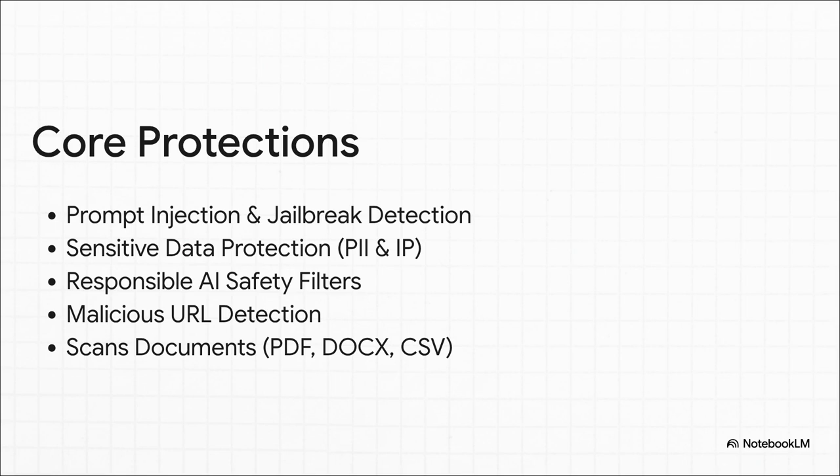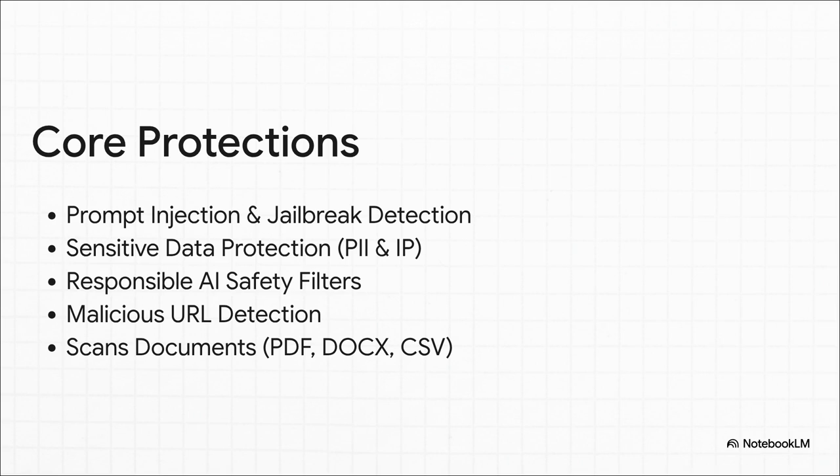So what's on its checklist during these inspections? We're talking a whole suite of protections built for AI. It's on the lookout for those sneaky prompt injection attacks. It's actively scanning for sensitive data. Think credit card numbers or even custom stuff like your own company's secret IP. It's got safety filters for things like hate speech and harassment, and it'll even sniff out malicious URLs.